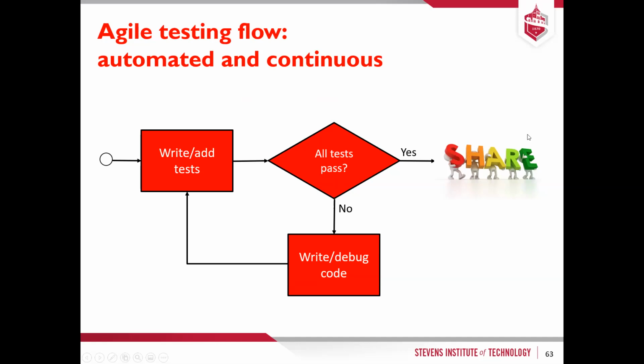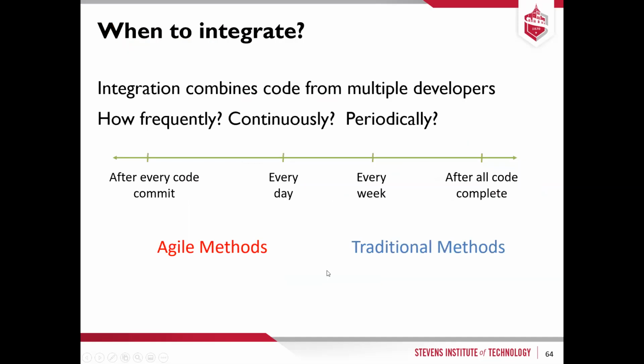In agile, we write test, we run all the tests. If they pass, great. If it's not passing, we check the unit test that is done. And when do we want to integrate? In agile, as soon as possible, right? As soon as I have something ready, I'm ready to deliver. I share that. In traditional method, when everything is done, after all the code is complete, then now we are going there to integrate.